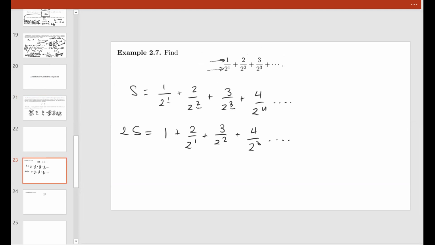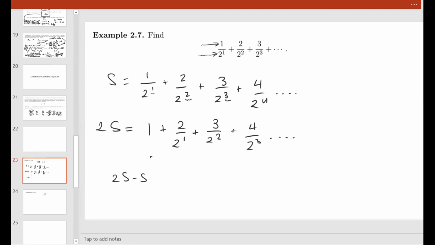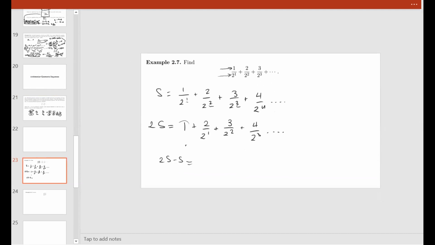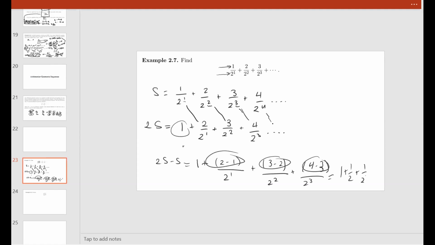So now we can take the difference, 2S minus S. We have this one term, and then we can look at the difference between these terms. We have 2 over 2 to the 1 minus 1 over 2 to the 1. This is 2 minus 1 over 2 to the 1. And then for this difference, we have 3 minus 2 over 2 squared. We have 4 minus 3 over 2 cubed. And notice that all of these are just 1. So this is equal to 1 plus 1/2 plus 1 over 2 squared plus 1 over 2 cubed.